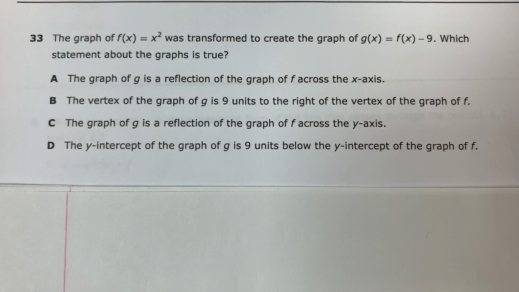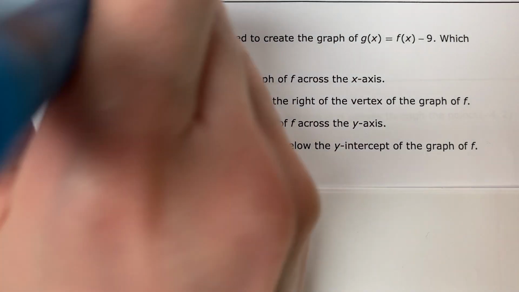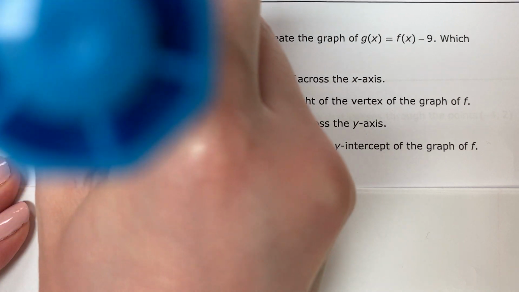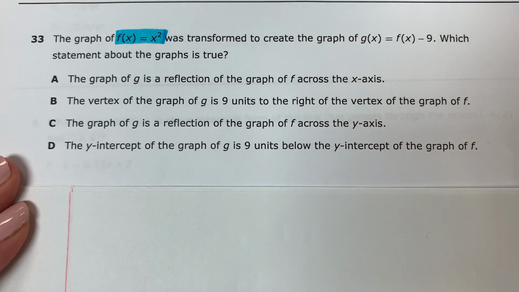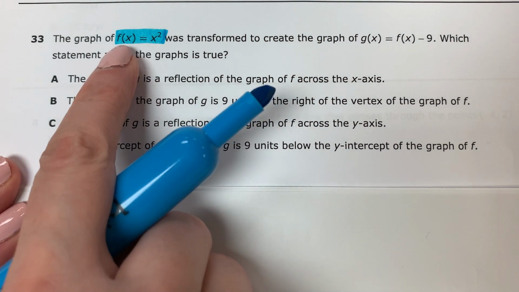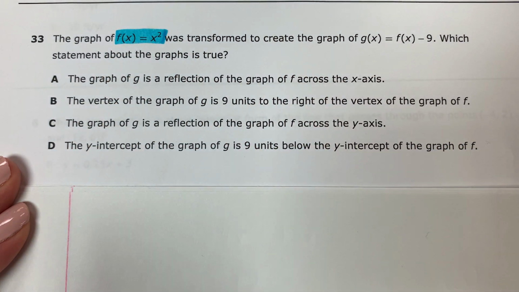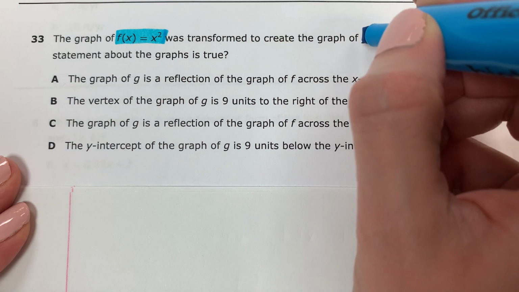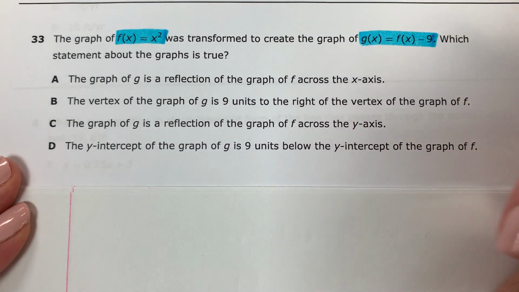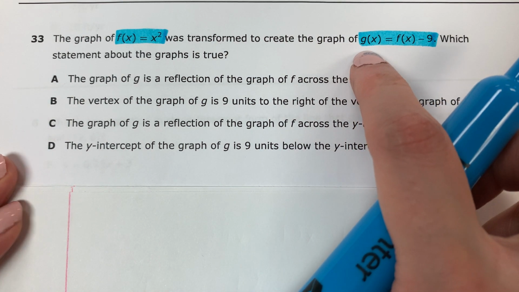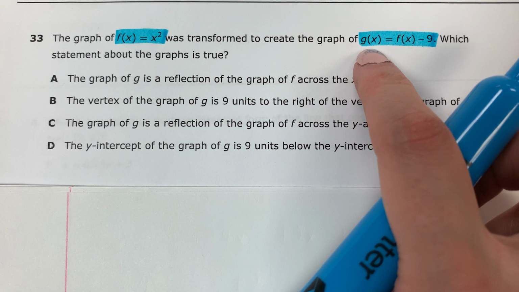Okay, so I have a parent function. So this is the original function. Parent function is la función original. So it's f of x, and that's x squared. And I changed it. Y lo cambio. So my new equation is g of x. Mi nueva ecuación es g of x.